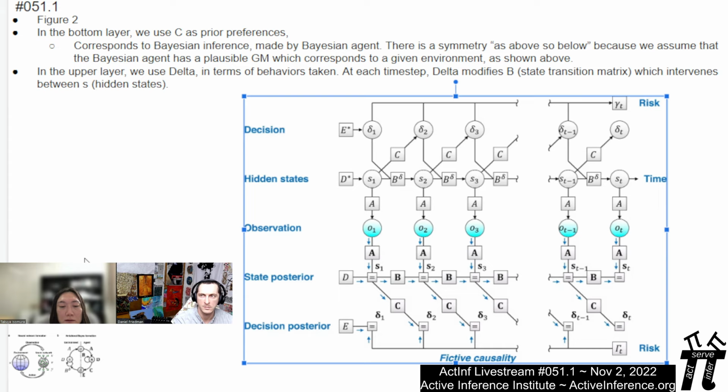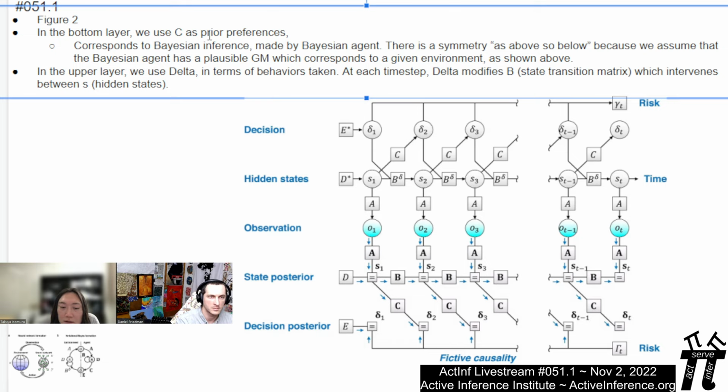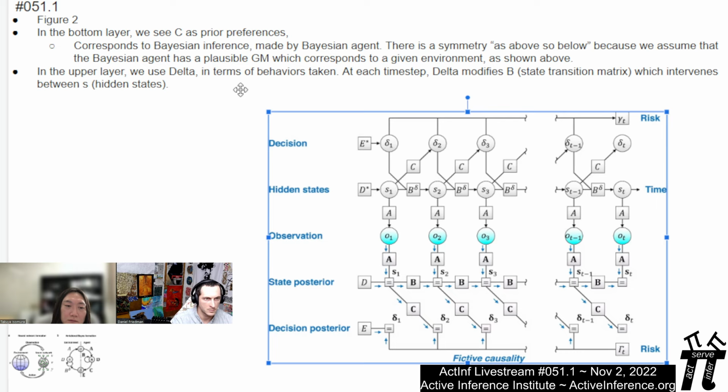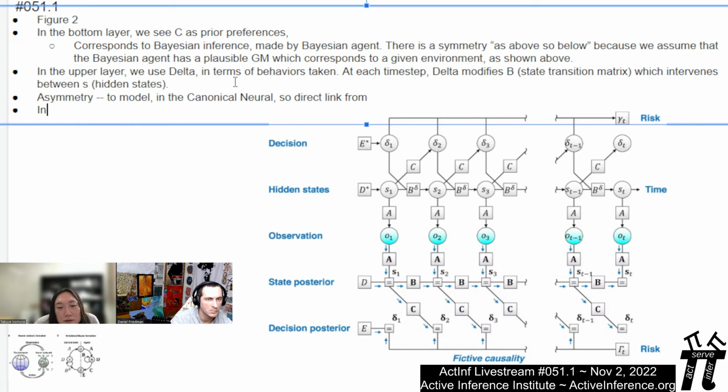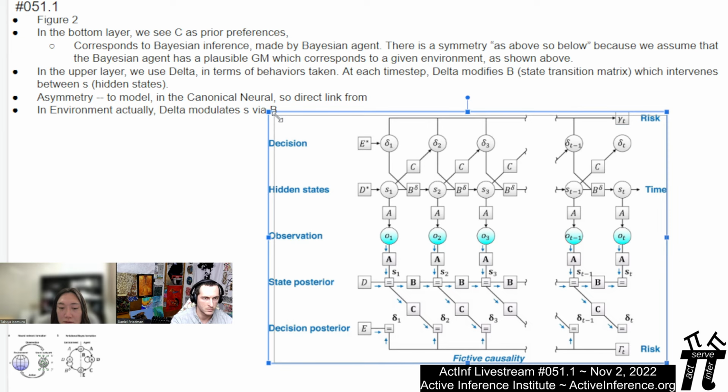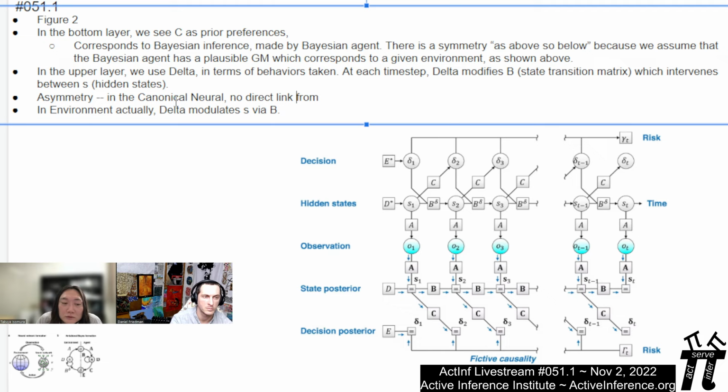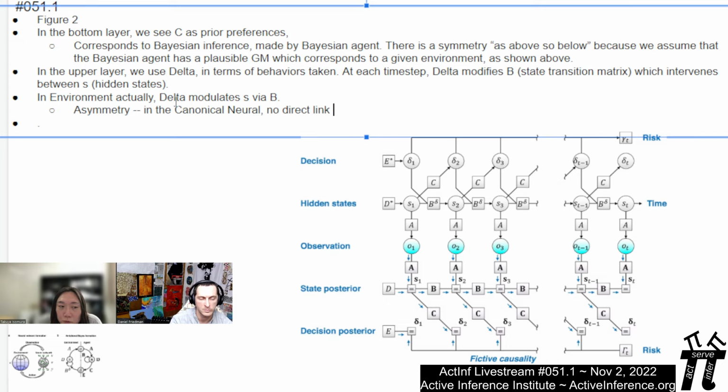But one interesting thing, the asymmetry, is that to model this particular canonical neural network, we don't consider an arrow or link from delta posterior to S, the posterior, which is in the environment. Delta modulates S in the next step through B matrix modulation. In this particular Bayesian agent, which formally corresponds to a canonical neural network, we don't consider that. It corresponds to an absence of the projection from the output layer to the middle layer.